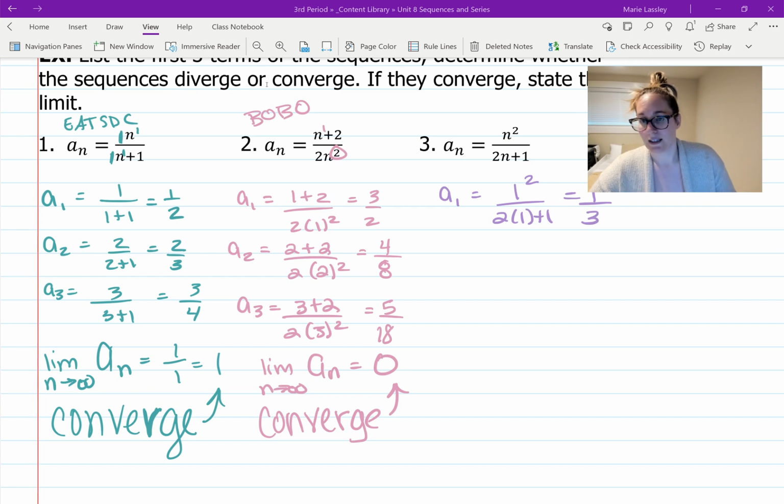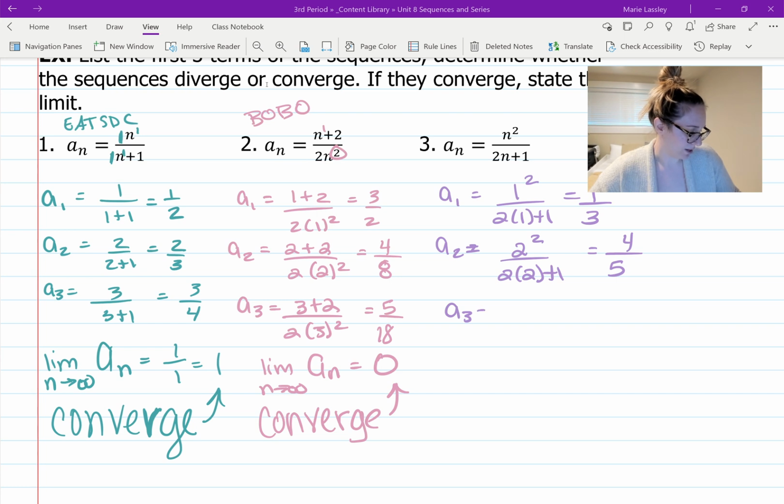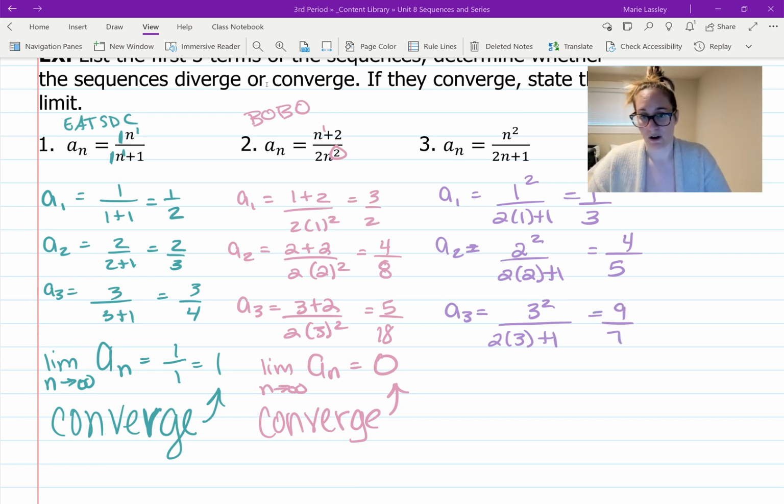A sub 2, so our second term of our sequence is 2 squared over 2 times 2 plus 1. So that's 4 over 5. A3, that's 3 squared over 2 times 3 plus 1. So that's 9 over 6 plus 1, 7. All right, so we were at 1/3. Now we've grown to 4/5. Then we grow to 9/7.